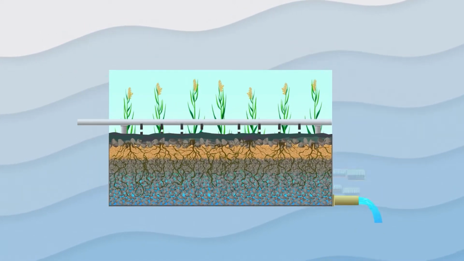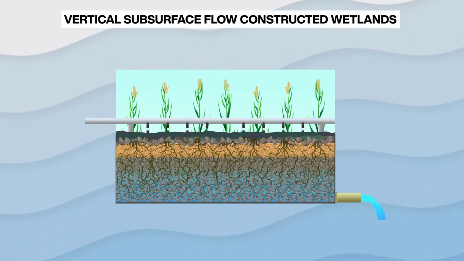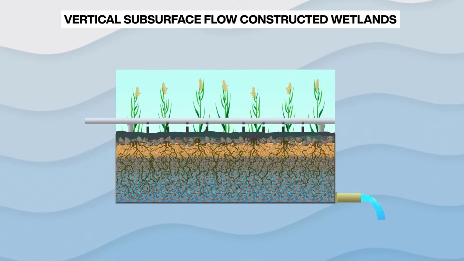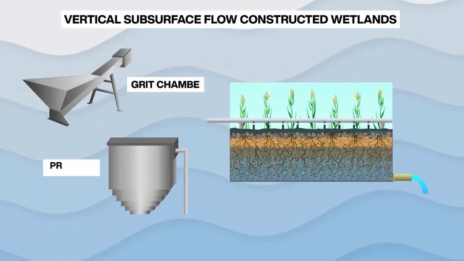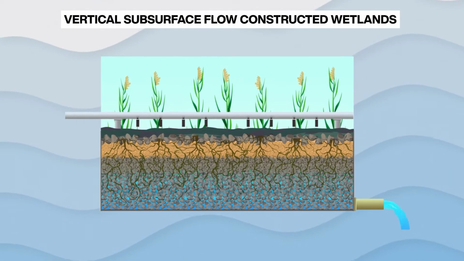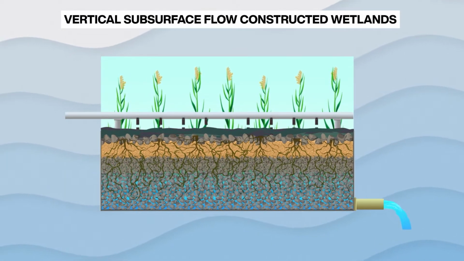What are its characteristics? Vertical subsurface flow constructed wetland has three characteristics. First, this type of constructed wetland treats wastewater without any technical devices for the pre-treatment from sand and silt particles.